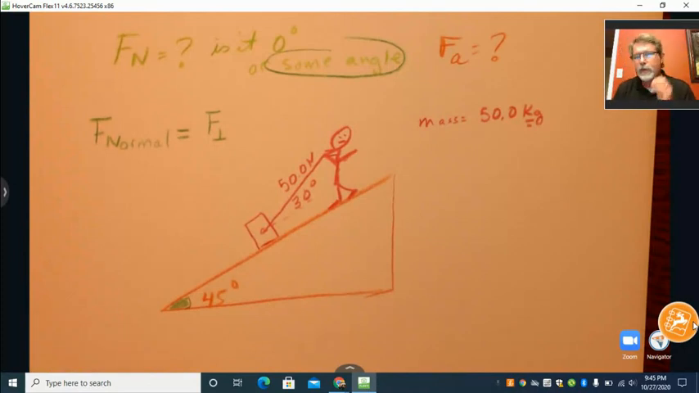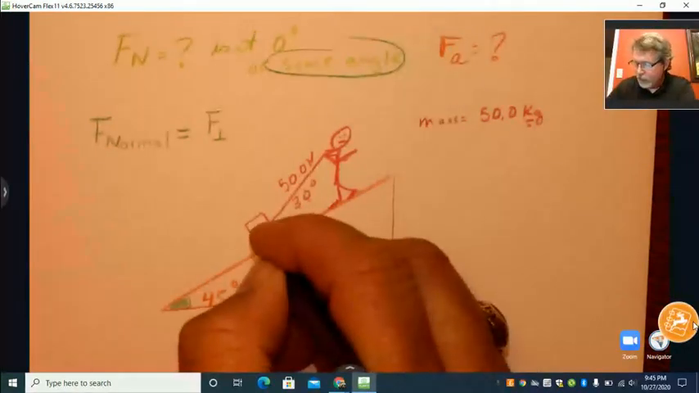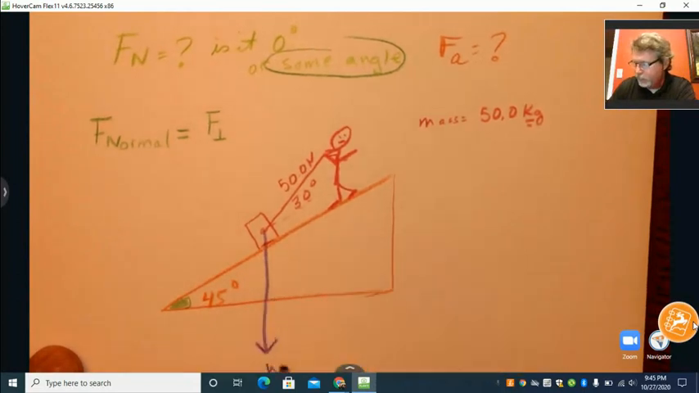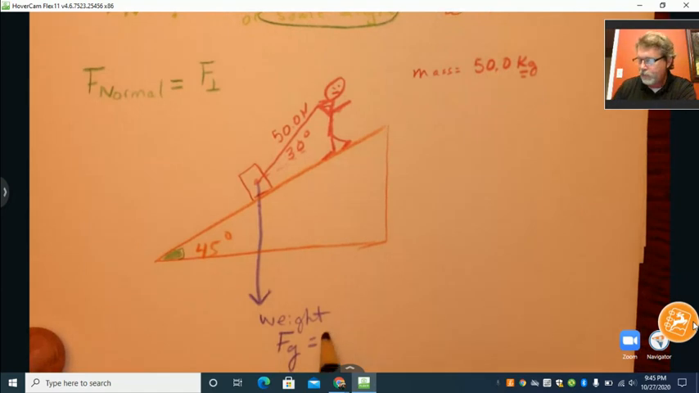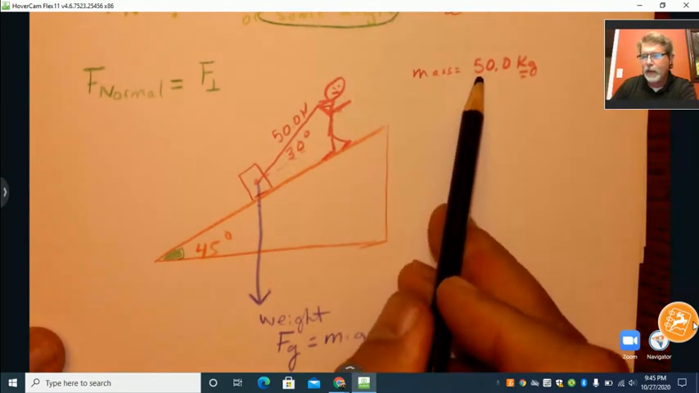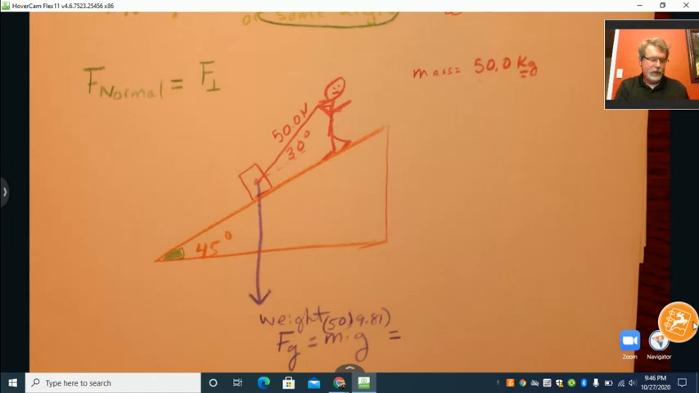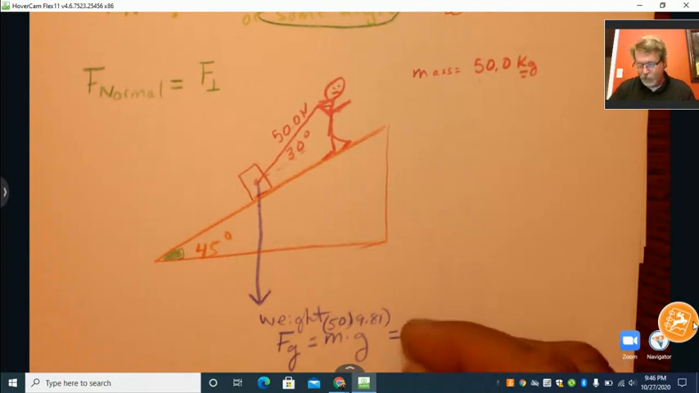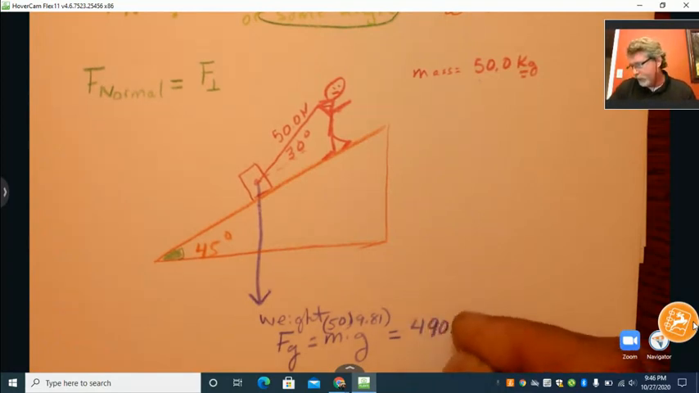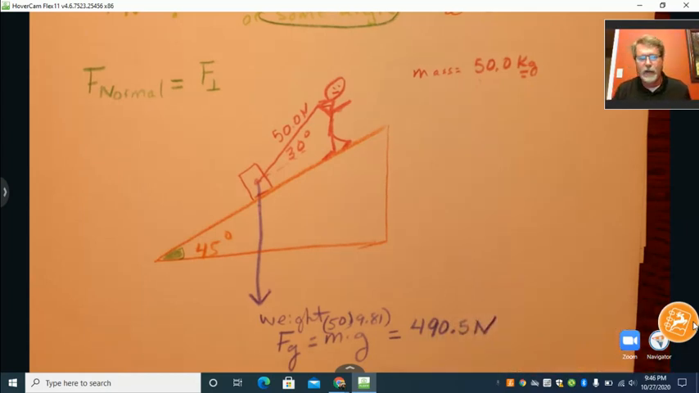So start off with our free body diagram. What's the first force that we have? We can't get away from it, and that is the weight of the object. So here's weight. All right, and we can label weight F of G or W. Okay, what does the weight equal? Weight equals mass times gravity. Here's our mass, 50, and gravity is 9.81. So we'll go ahead and label our weight. Go ahead and solve that. So 50 times 9.81, I get 490.5 newtons. So that's the weight of the object, okay?